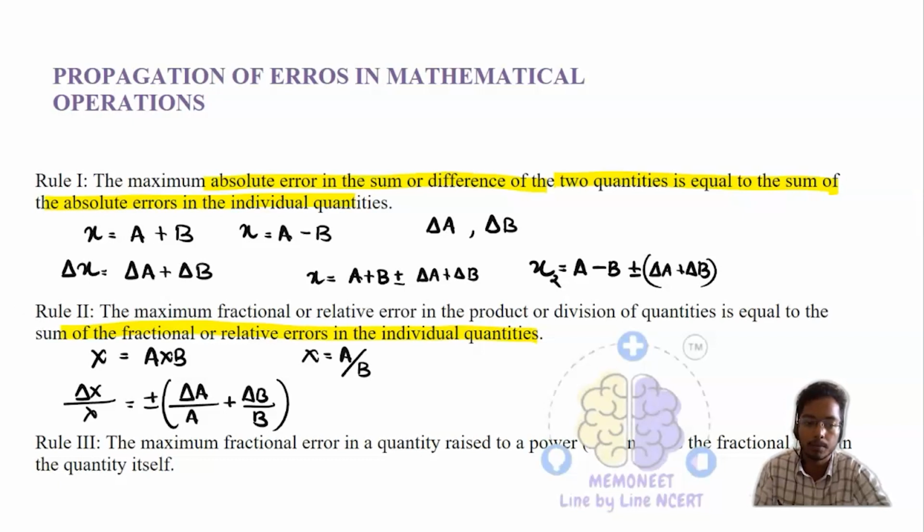The third rule: the maximum fractional error in a quantity raised to a power n is n times the fractional error in the quantity itself. So we have x is equal to a to the power n. In the error, it is represented as del x upon x is equal to n, as the coefficient, into del a upon a. So this is how we will represent it.